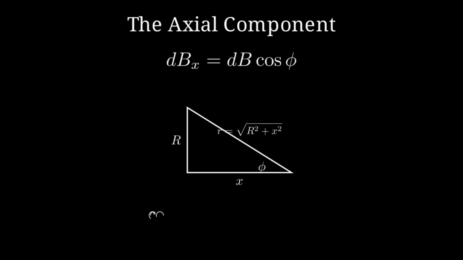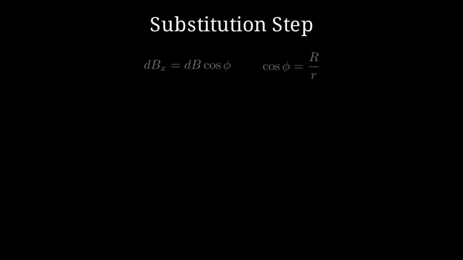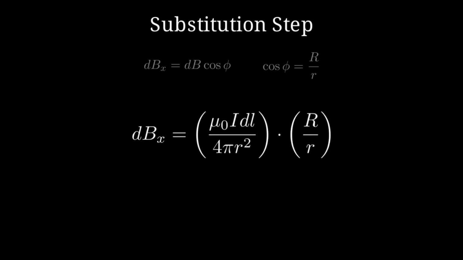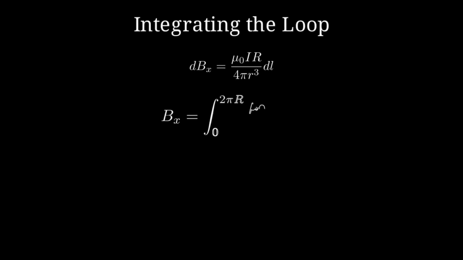By looking at our geometry, we can see that cosine of phi is equal to the radius r divided by the distance R. We substitute our expressions for dB and cosine of phi into our axial equation. Since the current, radius, and distance x are constant for all elements on the loop, they can be pulled out of the integral. Now we integrate the element dl around the entire circle.